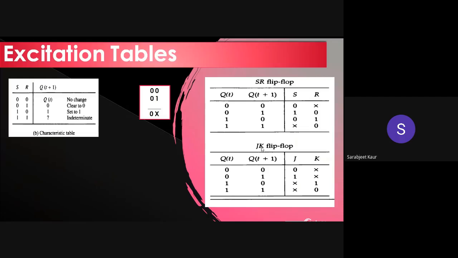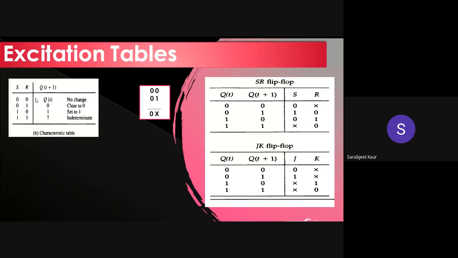So what is an excitation table? An excitation table is when we already know what the output was last time, which we generally know, and we also know what output we want. So what should be the input that I give to this flip-flop so that I get this output? This is what the excitation table depicts.